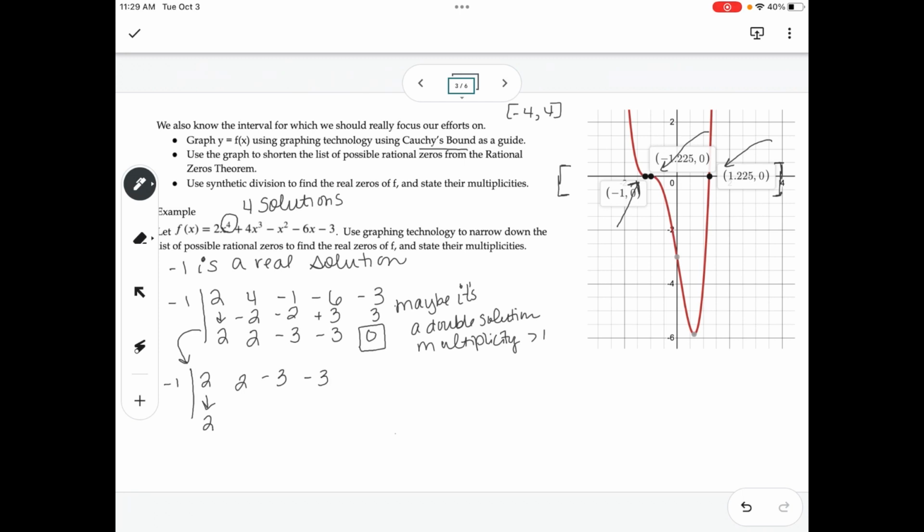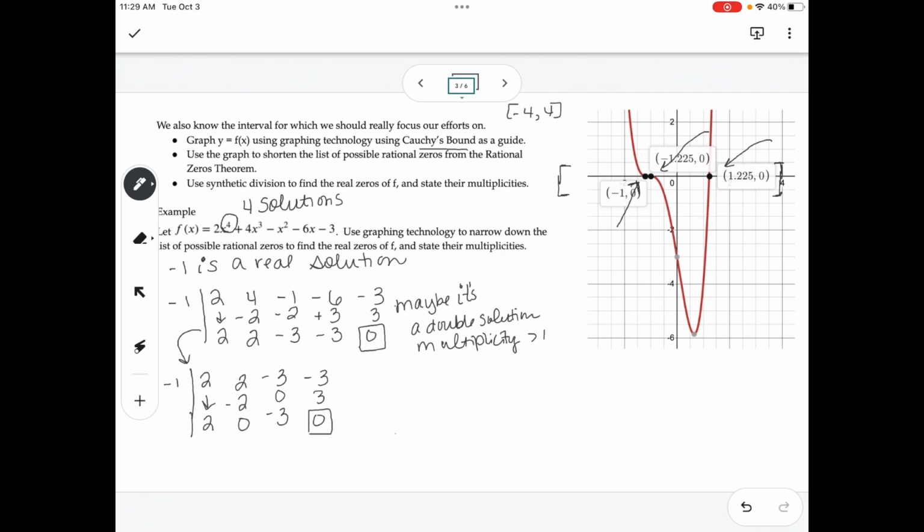Always bring down the first term. -1 times 2 is -2, so we have 0. -1 times 0 is 0, so I have -3. Ooh, this is looking good for us. -1 times -3 is +3 with 0 left over. So it is a double solution. So -1 gets to be a multiplicity of 2.